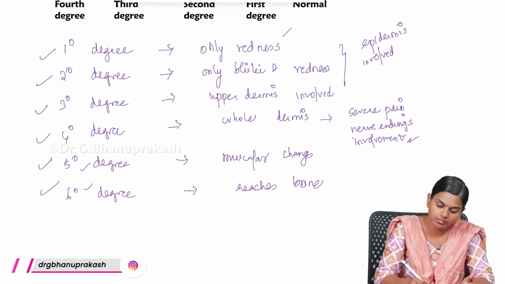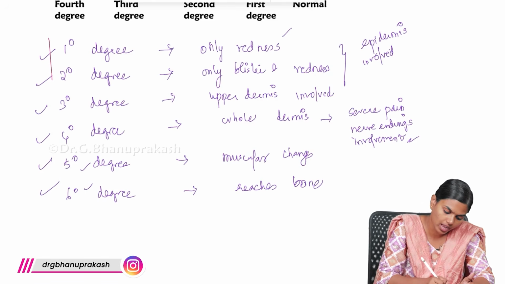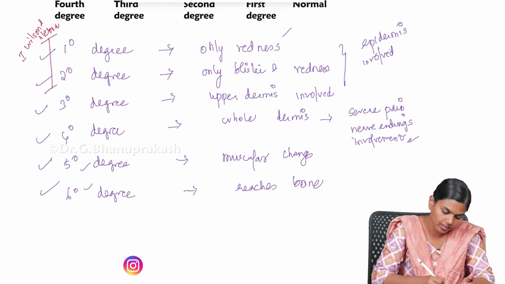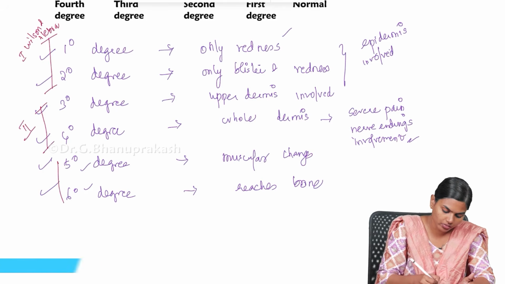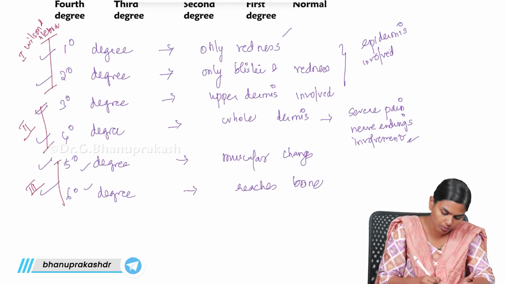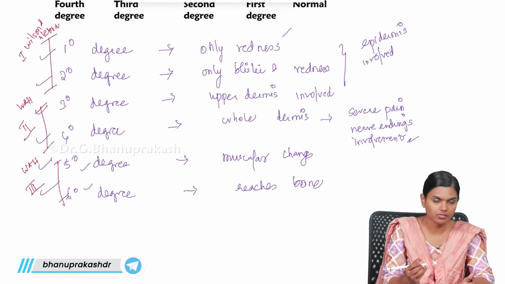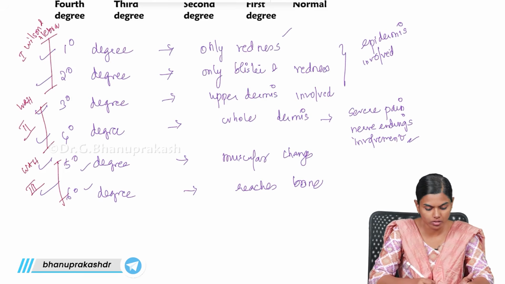Now you have the Wilson and Hebra. First and second degree of Dupuytren's is Wilson and Hebra 1, third and fourth is Wilson and Hebra 2, and fifth and sixth is Wilson and Hebra 3. So this is how the classification works, and commonly we use this.